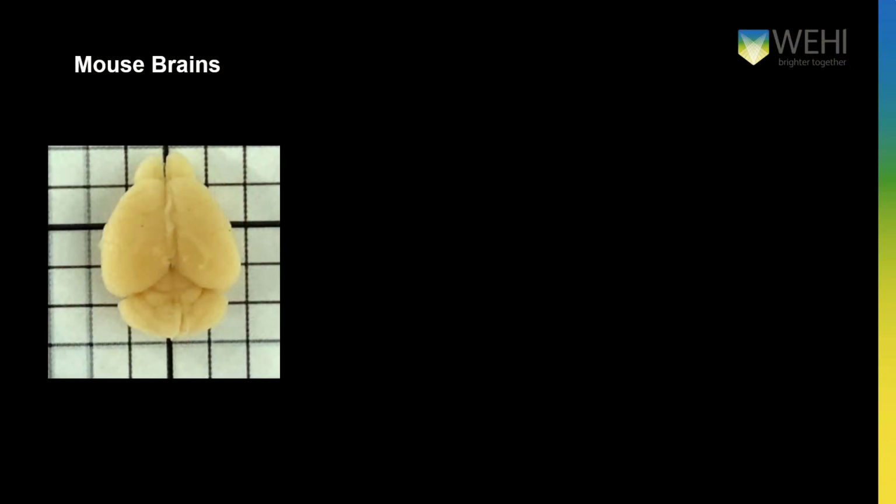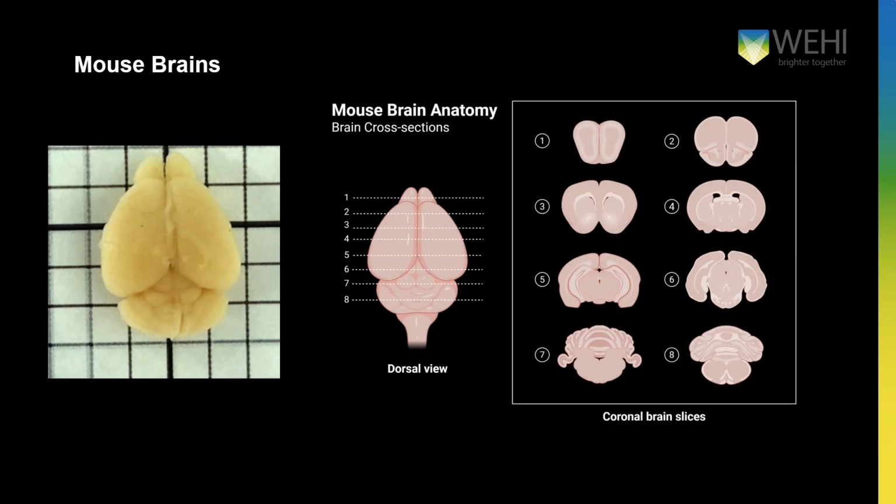So the project I've been working on for the last few months, just to give everyone a bit of background for those of you that aren't from a biology or medical biology background, this is a mouse brain. This is what a mouse brain looks like, imaged from the top down. And if we cut through the brain horizontally this way, this is what the sections look like here. I'm going to refer to them as coronal sections, just to set that up.